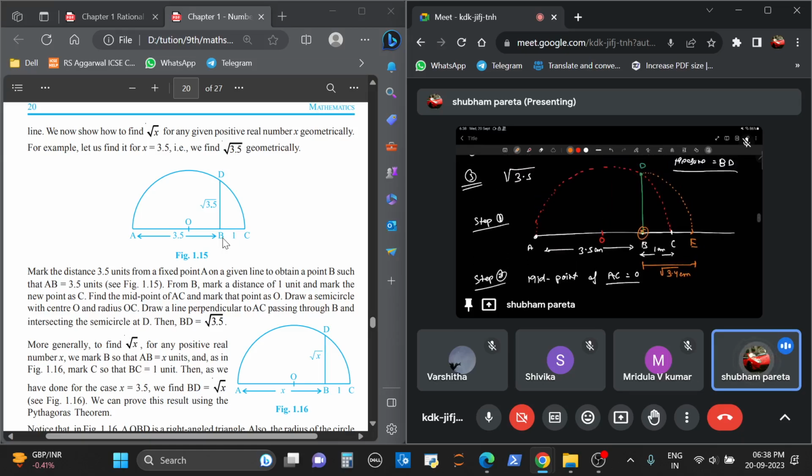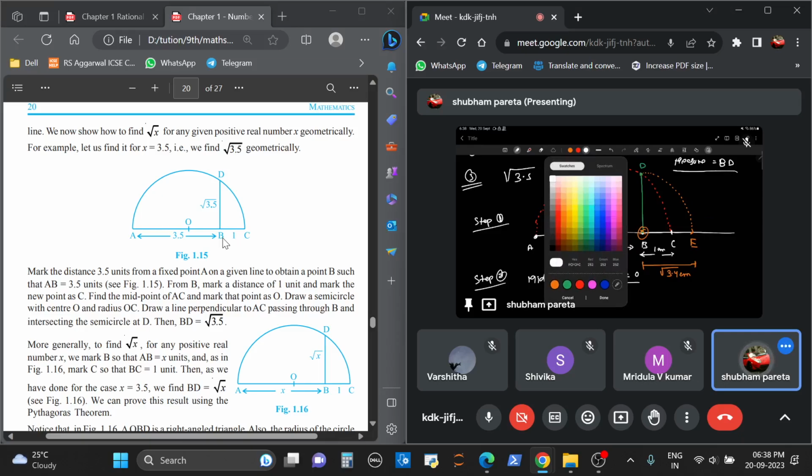जो BE की लेंथ होगी, वो अंडर रूट 3.5 सेंटीमीटर होगी. ठीक है, और अब आप बोल सकते हो कि हाँ, अंडर रूट 3.5 इज इक्वल्स टू BE ओवर हियर. गेटिंग माई पॉइंट?